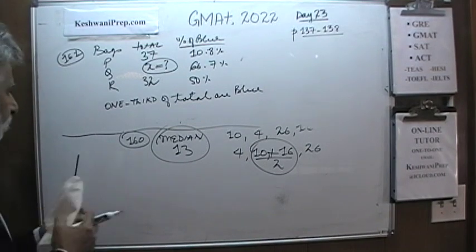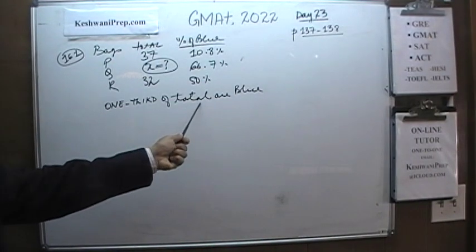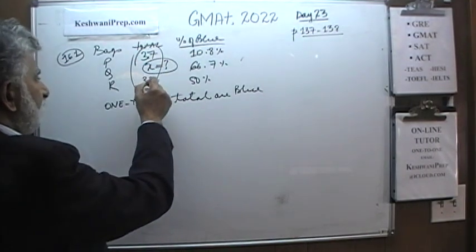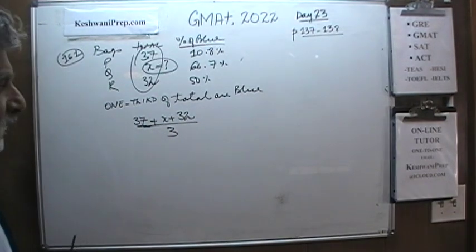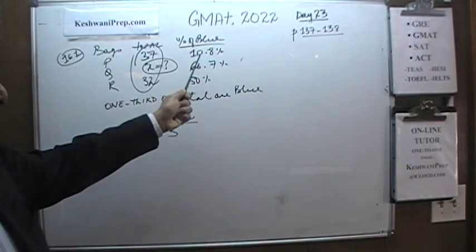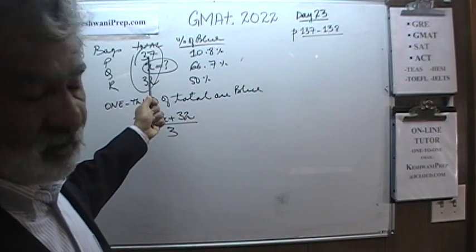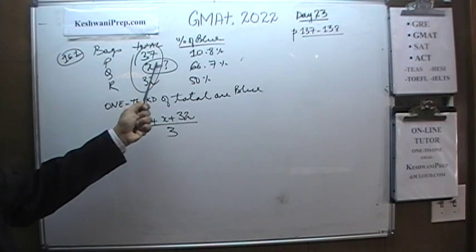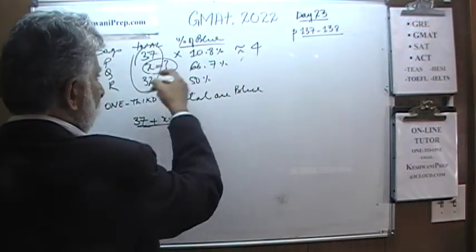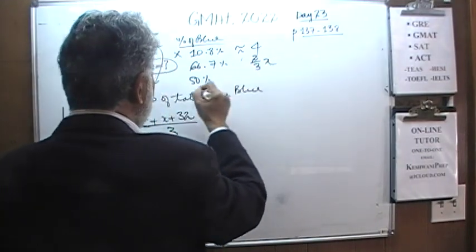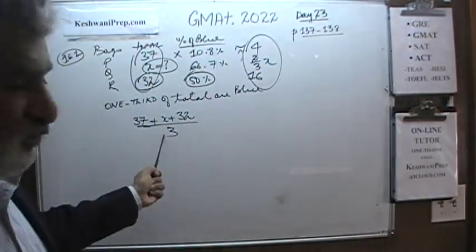Let's see what we can do. Since we are told that one third of all the marbles are blue, here's the total, 37 plus X plus 32. A third of that has to be blue. But then we are also told the percentage of blue marbles in each bag. 10.8% is approximately 11%. 10% of 37 is 3.7. And then 11% will be 3.7 plus 0.37, which is approximately 4. 66.7% of X is simply 2/3 of X, and half of 32 is 16. There we go. And this represents the number of blue marbles, and so does this one, which means we equate the two.